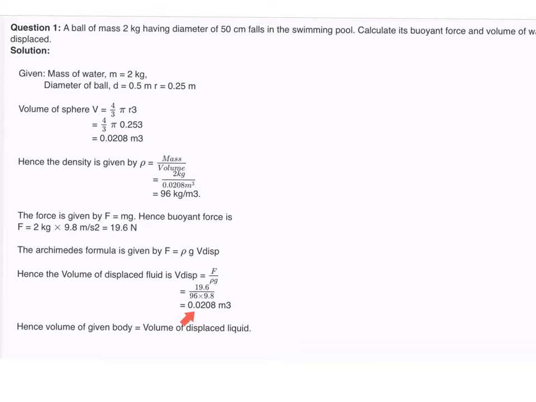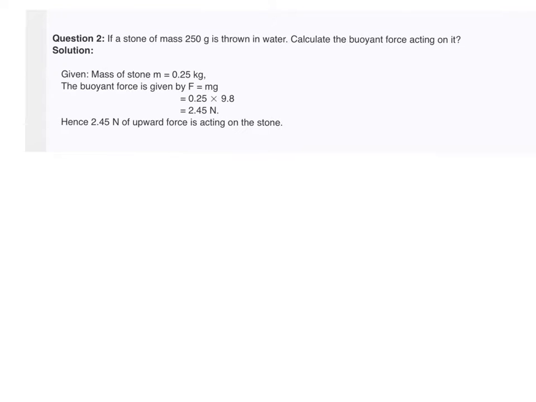0.0208 meters cubed. And you'll notice that the volume displaced by the water is the same as the volume that we calculated for the ball. And so we can see that the volume of the given body of the ball equals the volume of the displaced liquid. Now here we have a second example.